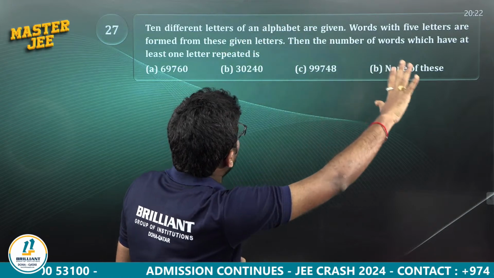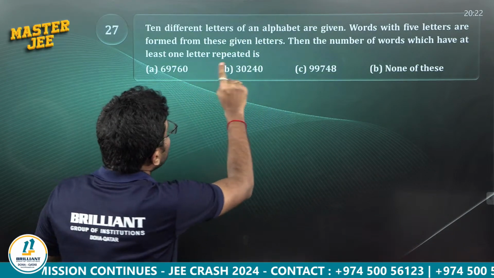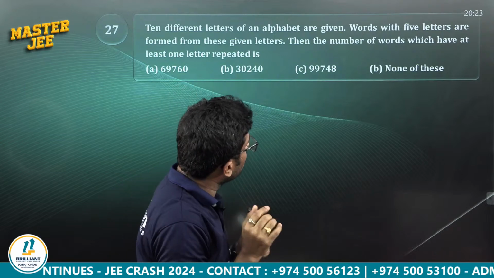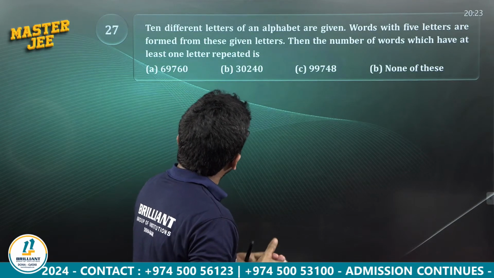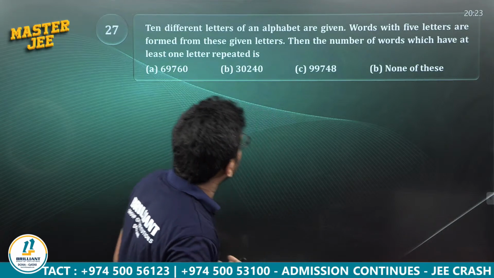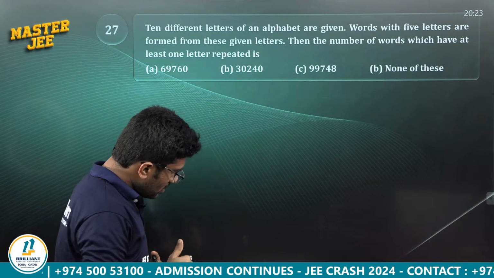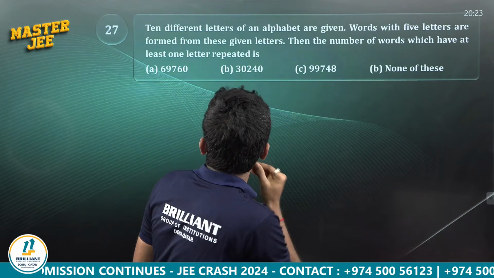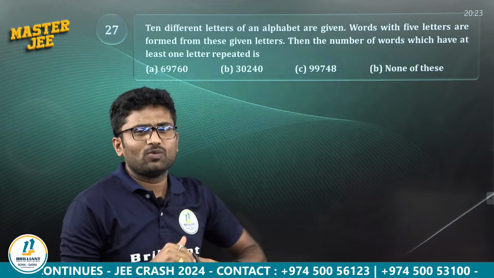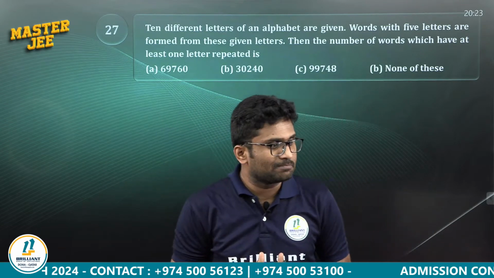10 different letters of an alphabet are given. Words with 5 letters are formed from these given letters. Then the number of words which have at least one letter repeated. At least one letter repeated. What do you mean by this? Can anyone give me an idea how to go with this particular thing?